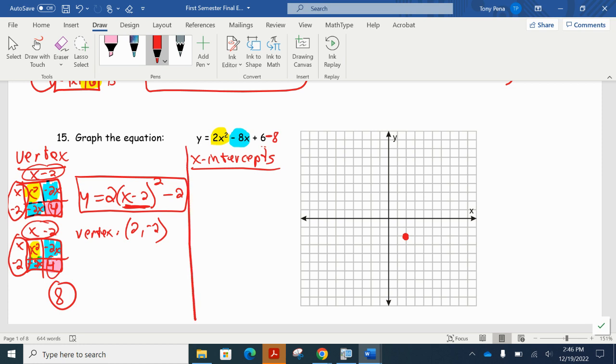The x-intercepts are what we just tested on. The x-intercepts are the same thing as your zeros, as your solutions, all that fun stuff. And what we would do is we would take this equation and we would set it equal to 0.